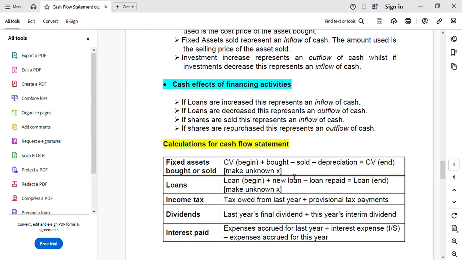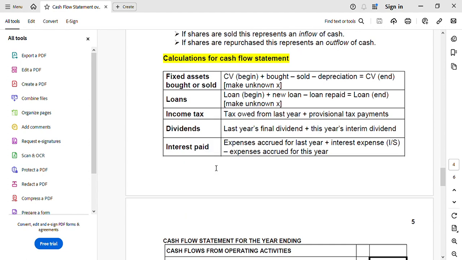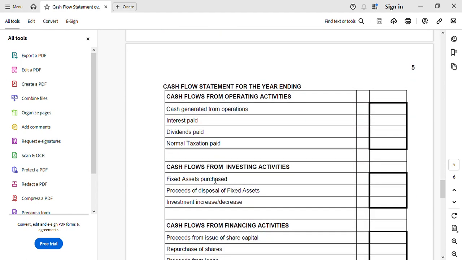I want to stress this first one here, fixed assets bought or sold. In the cash flow statement, I'm talking about either fixed assets purchased here or proceeds for disposal of fixed assets. It is essential that you show your workings in brackets here, because if you don't, and you get your answer wrong, you're going to throw away a lot of method marks. So you must show your workings here if you are buying and here if you are selling.